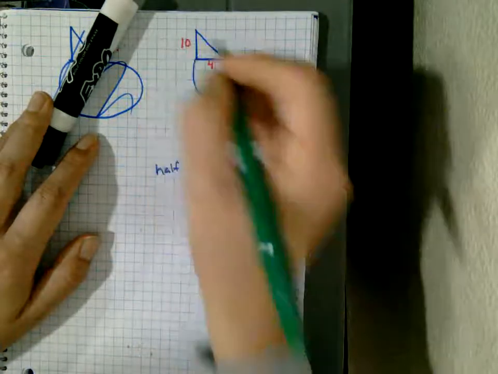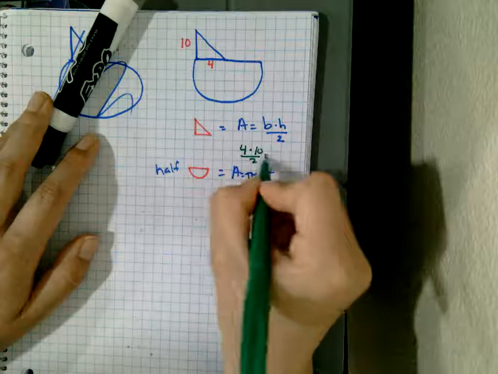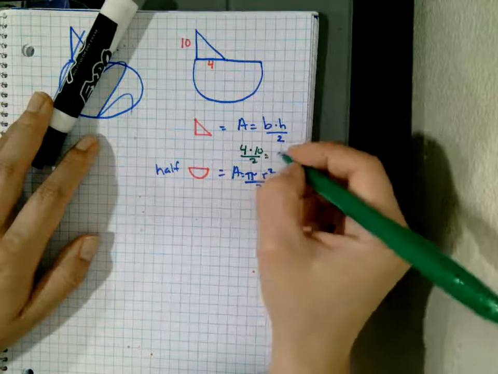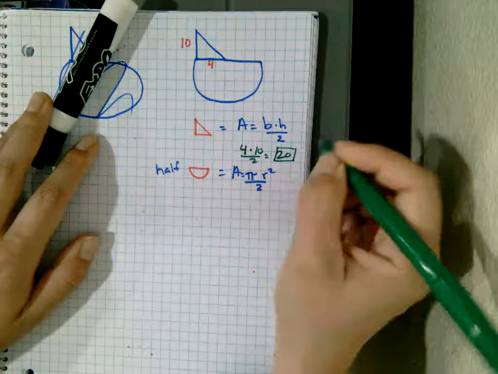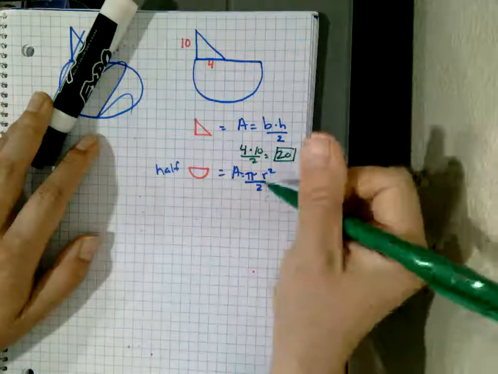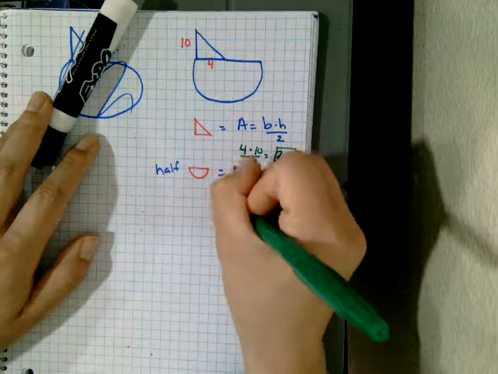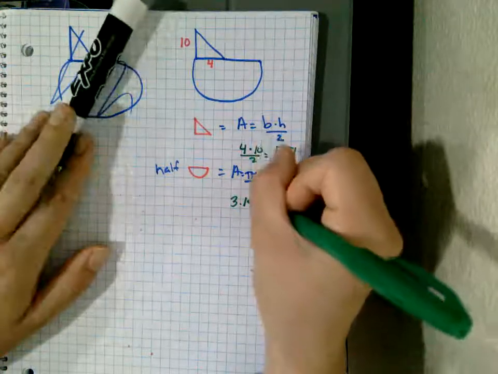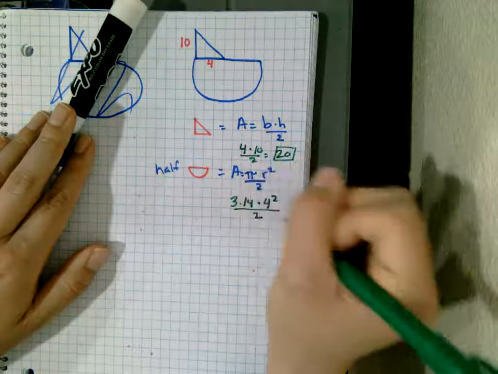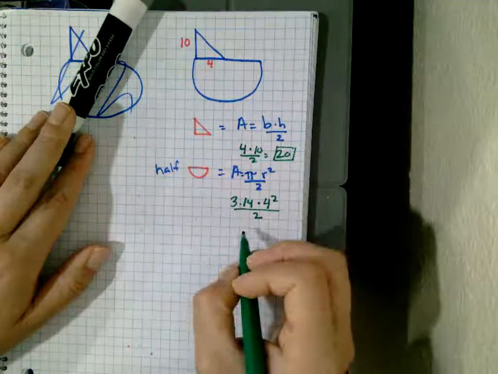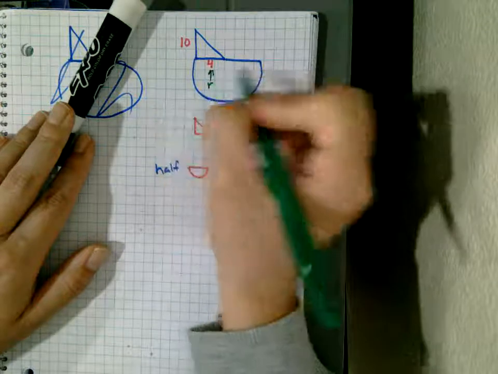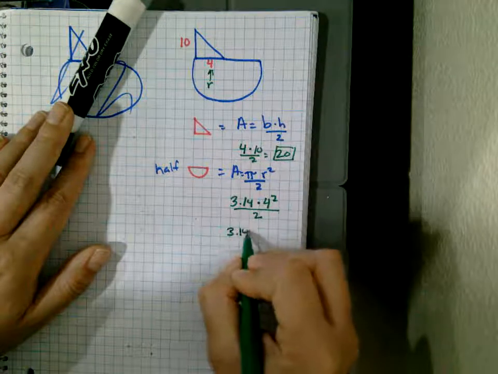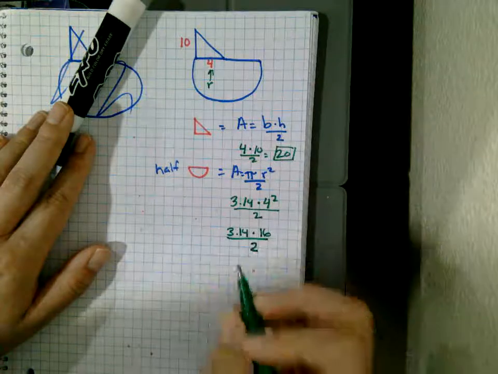So the base of my triangle is 4. The height of my triangle is 10 divided by 2. So 4 times 10 is 40 divided by 2 is 20. So the area of my triangle is 20. Now I'm going to do the area of my half circle. 3.14 times, I use the same number, 4 squared divided by 2, right? This represents the radius, right? So it would be 3.14 times 16 divided by 2.